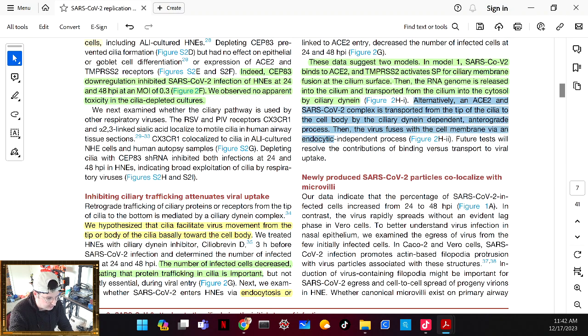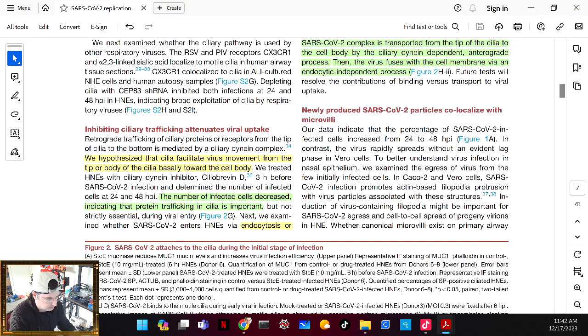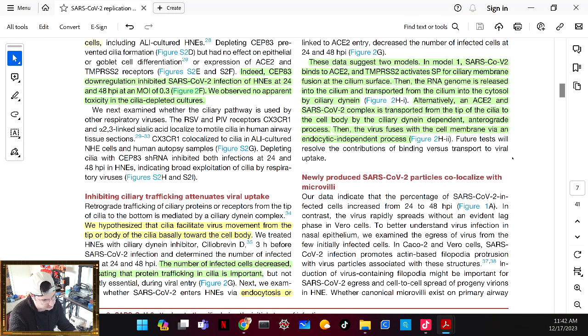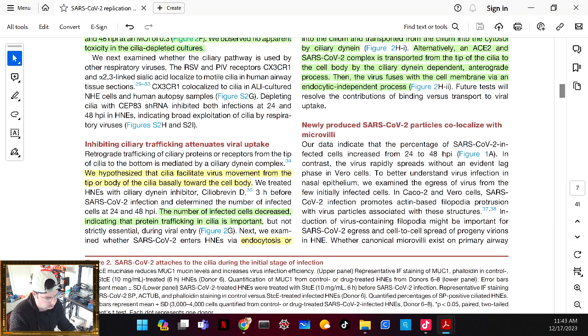So they're noting that that happens. I don't necessarily agree that it is an endocytosis process. I think it's still just the fusion. Oh, never mind. They're saying it's an endocytic independent process. It's independent of that. So yeah, okay. I agree with them again. We're back on track. And then they're just saying more work needs to be done in the future to see how it's happening, that they're binding to the surface of the membrane and doing that.